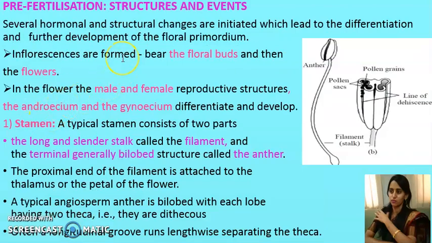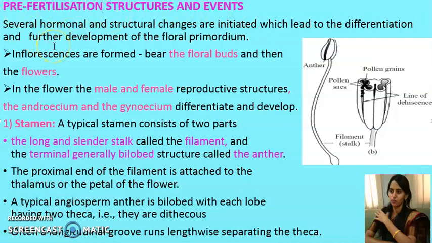Now let us discuss the pre-fertilization structures and functions. What is pre-fertilization? In the previous chapter we learnt about fertilization, that is the fusion of male and female gametes, and the structures which are formed before the fertilization are known as the pre-fertilization structures. That may be the formation of stamens, formation of pollen grains, formation of sepals, petals, etc. And the events which occur prior to the fertilization are known as pre-fertilization events.